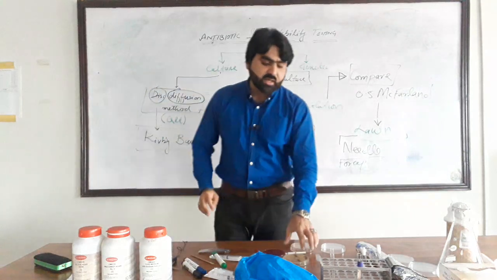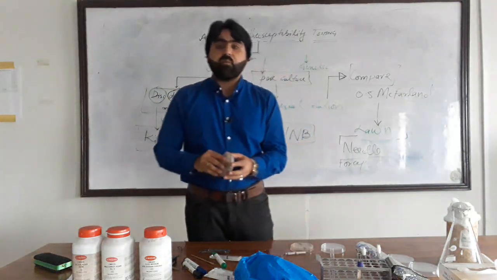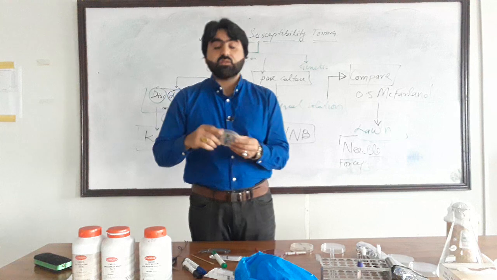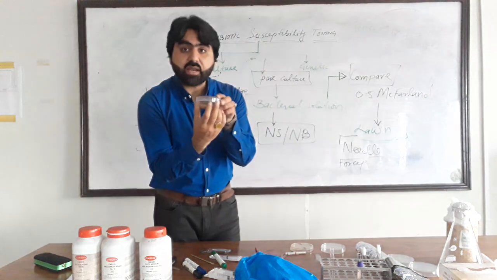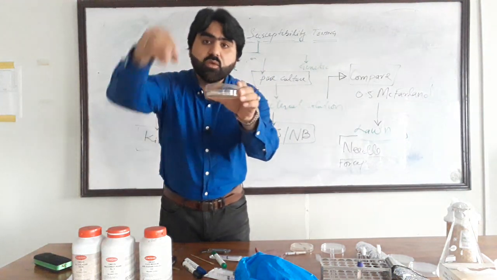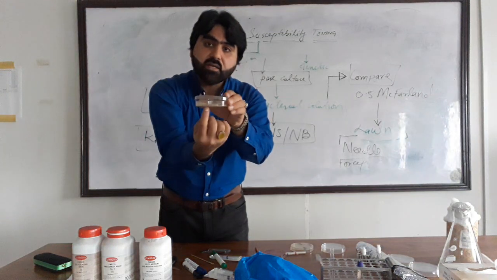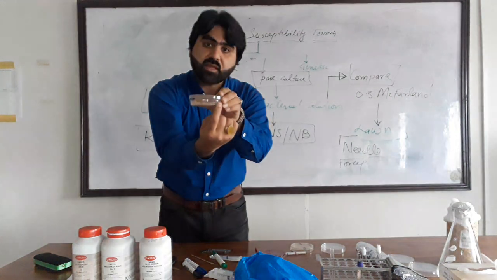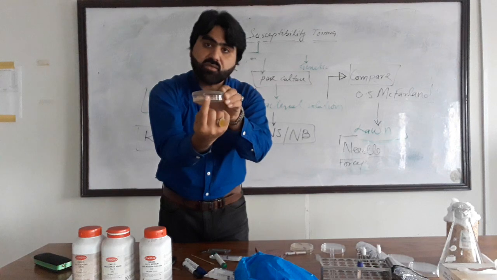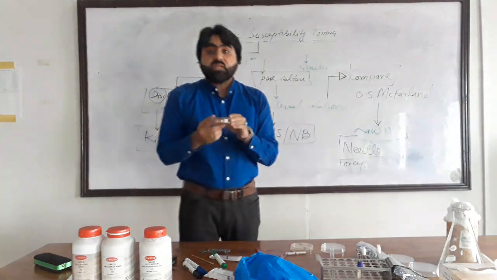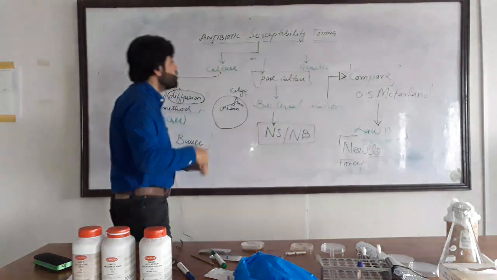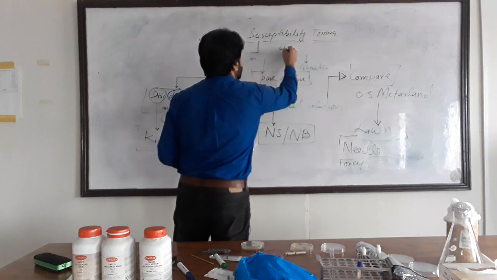One more important thing which we will take care about is the depth of the Mueller-Hinton agar in the plate, because when we pour Mueller-Hinton agar, it forms a particular depth in the plate of the Petri dishes. So, this depth should be equal to 4 millimeter.